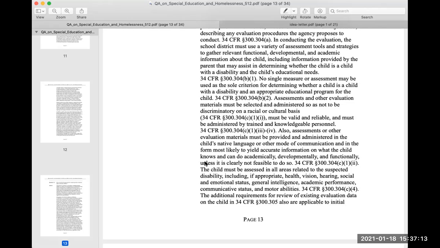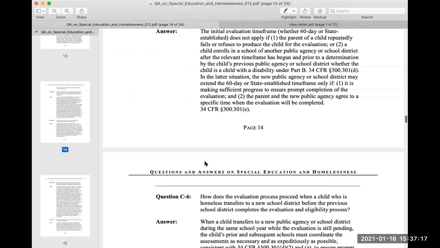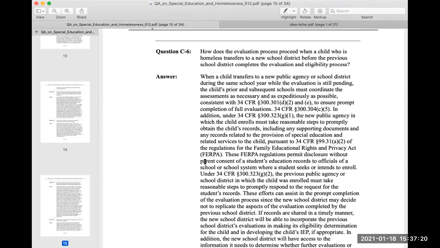Page 14. Questions and answers on special education and homelessness. Question C6. How does the evaluation process proceed when the child who is homeless transfers to a new school district before the previous school district completes the evaluation and eligibility process? Answer. When the child transfers to a new public agency or school district during the same school year while the evaluation is still pending, the child's prior and subsequent schools must coordinate the assessments as necessary and as expeditiously as possible, consistent with 34 CFR paragraph 300.301(d)(2) and (e), to ensure prompt completion of full evaluations. 34 CFR paragraph 300.304(c)(5).